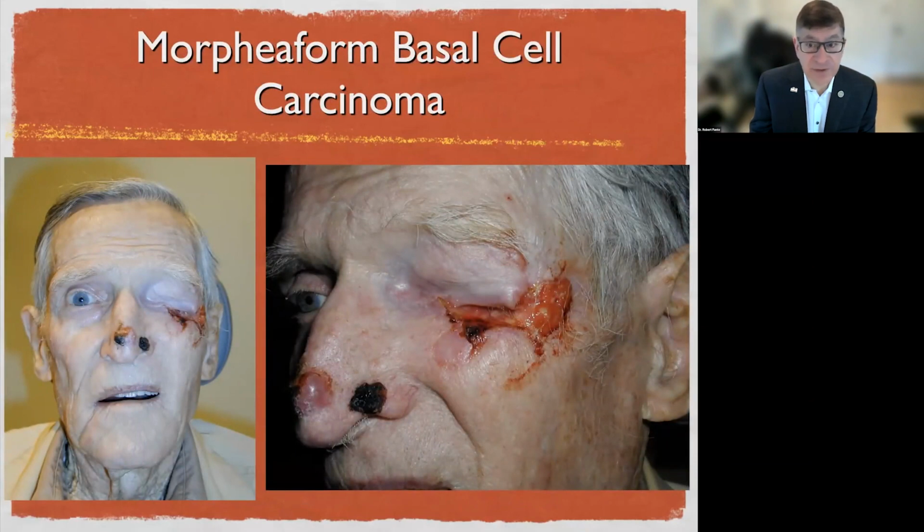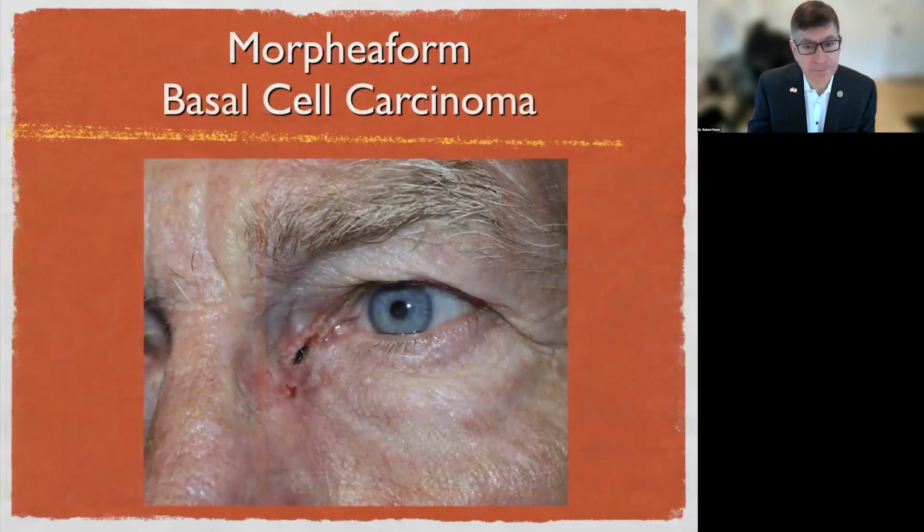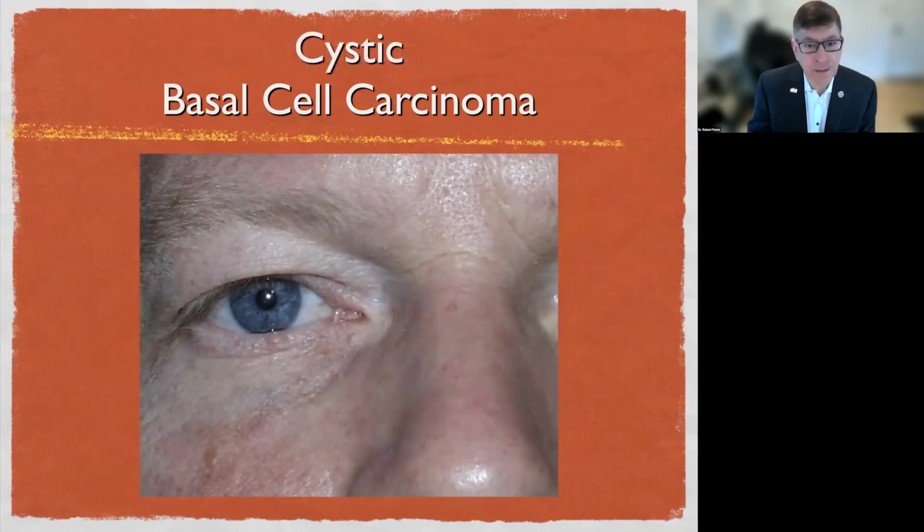Another example of a morphiform basal cell carcinoma that's gone further. Lots of destruction here. Morphiform basal cell carcinoma at the medial canthus. A cystic basal cell carcinoma. This one you might mistake for a benign lesion. You don't see as much destruction. It seems like it's less inflamed, more discrete. Highlights the reasons why biopsy is helpful.